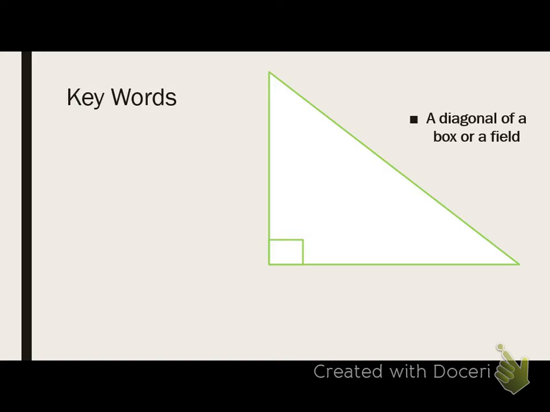There's a problem somewhere someday that I'll talk about, a soccer field and the diagonal, like running diagonally across a soccer field. So that would be your hypotenuse, because the hypotenuse is diagonal.